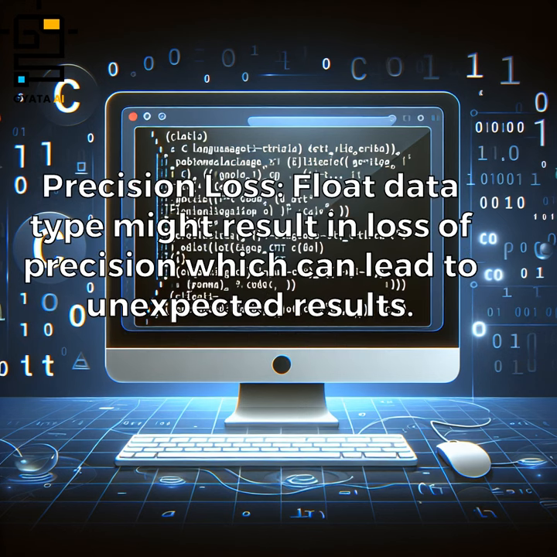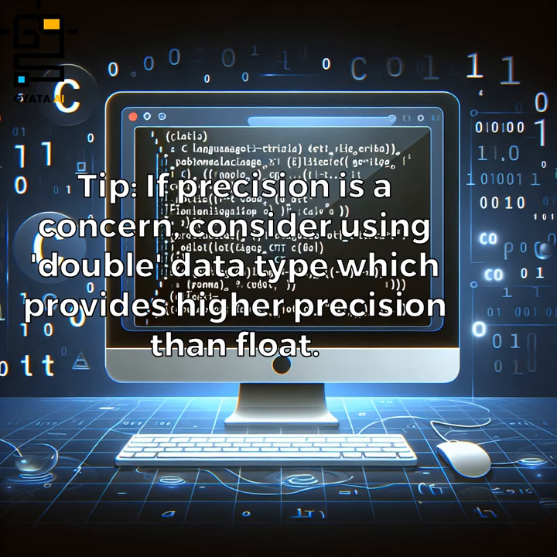Precision loss: the float data type might result in loss of precision, which can lead to unexpected results. Tip: if precision is a concern, consider using the double data type, which provides higher precision than float.